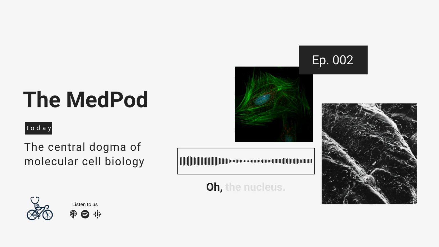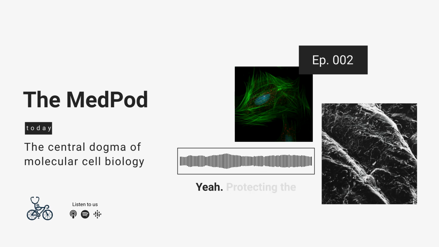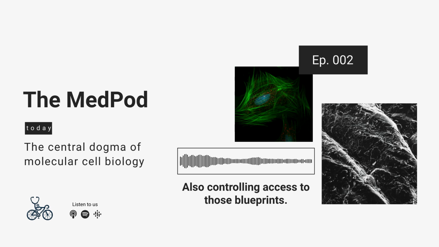Well, how about the nucleus? Oh, the nucleus, yeah. The command center. Exactly. That's where the DNA blueprint resides. So it's kind of like a vault, right? Yeah, protecting the city's most valuable treasures. But also controlling access to those blueprints.